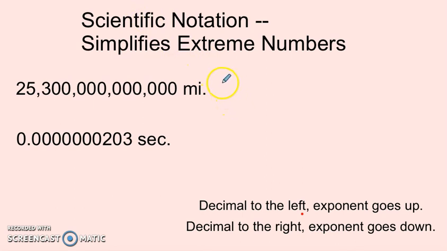In this case, we're going to write it so that we have just one number to the left of the decimal. So we take the first numbers, and you see the first numbers are 2, 5, and 3. In fact, you take all the numbers when you have a lot of zeros, 2, 5, and 3, and you put a decimal right there where you have just one number to the left of it. And then you put times 10.